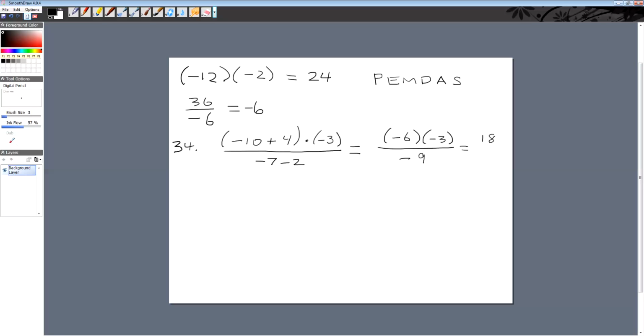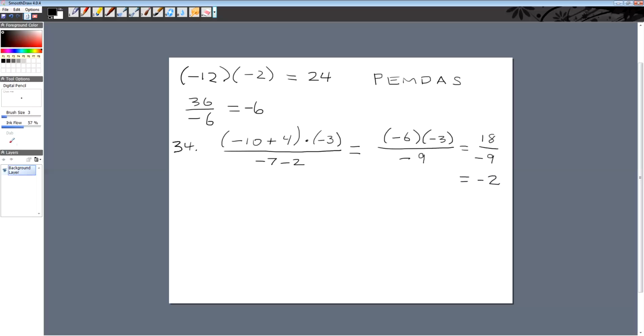Now the numerator is positive because a negative times a negative is a positive, but the denominator is negative. So the result is going to be negative. This is an example of the order of operations.